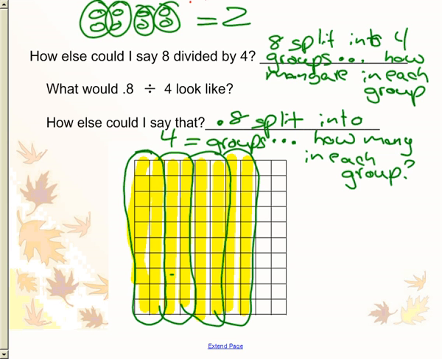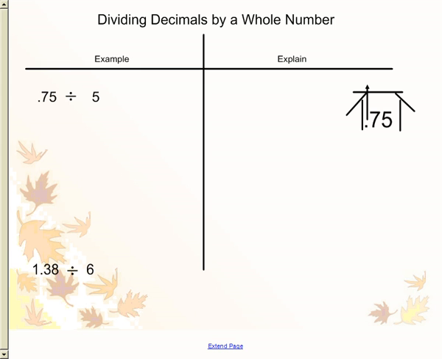Then again, our question is, so if I divide that into 4 equal groups, what do I have in each group? Well, you can see I have 2/10 in each group, or you could say I have 20/100 in each group. Remember that these are the same thing because we can add zeros after the decimal and it does not change the value. So this is just a little look at what exactly is happening when we divide a decimal by a whole number.